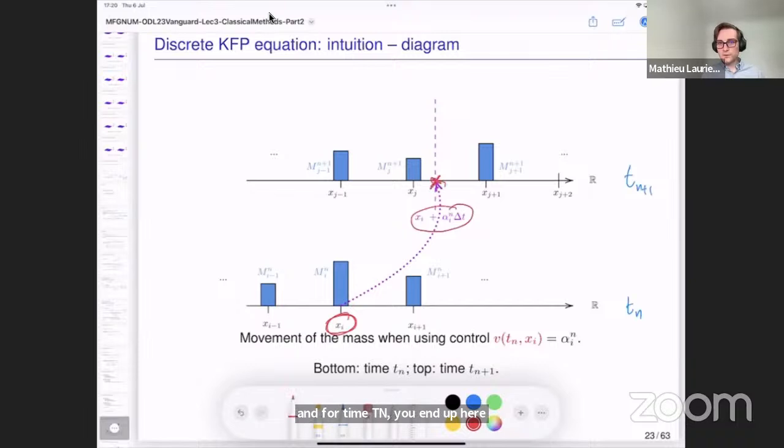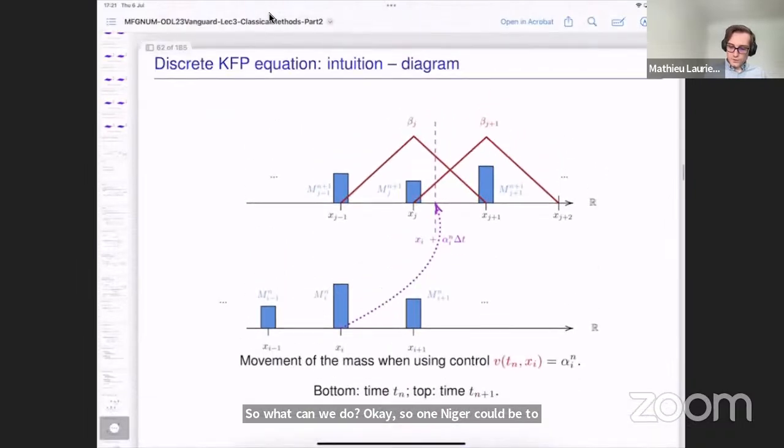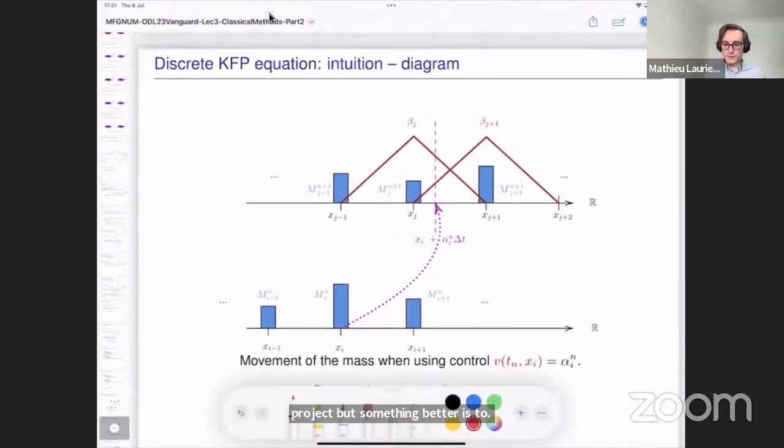So this point, unfortunately for us, is not on the grid. It's not on the grid, so what can we do? Okay, so one idea could be to project, but something better is to use interpolation. So we use these basis functions, beta j for every j on the grid.